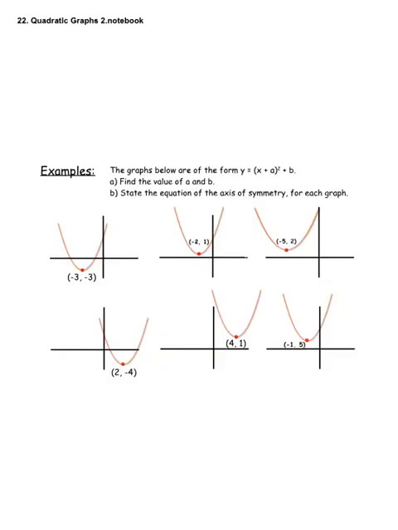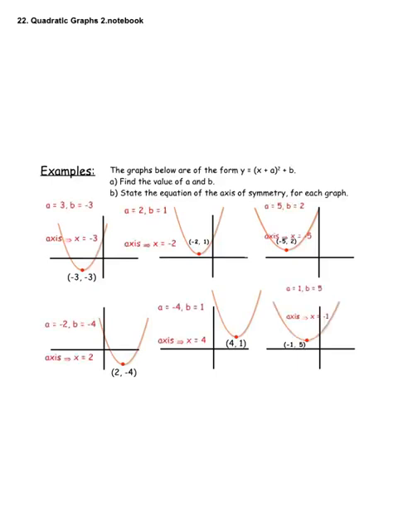Now that you've seen that short explanation, have a go at a few examples for yourself. Pause the video here because the answers will be given momentarily. Okay, so for question 1, a is equal to 3 and b is equal to negative 3. Your axis of symmetry is at x equals negative 3. For the second one, a is equal to 2 and b is equal to 1. Your axis of symmetry is at x equals negative 2. For your third one, a is equal to 5, b is equal to 2, and your axis of symmetry is at x equals negative 5.